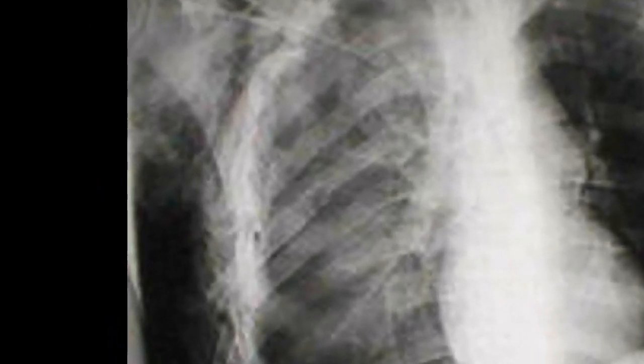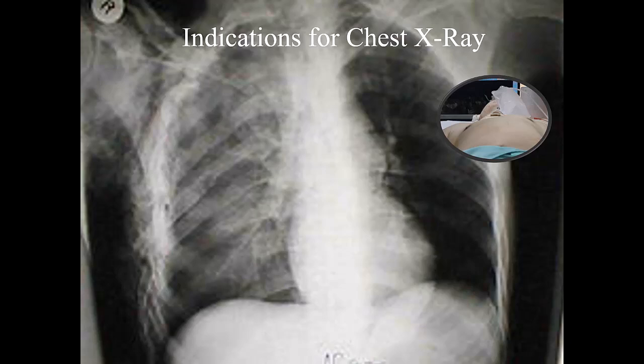Rib fracture evaluation. Chest x-rays are used to assess rib fractures, which can complicate trauma cases and require management. And finally, pulmonary contusions. Assessing pulmonary contusions through x-ray is essential for understanding lung injuries post-trauma.